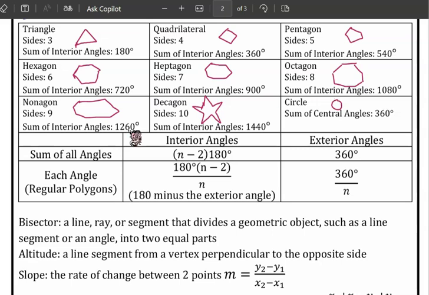Now here's some formulas. The sum of all the interior angles is n minus 2 times 180, where n represents the number of sides. And the exterior angles are going to add up to 360 degrees. For each angle of a regular polygon, you'd have 180 times the number of sides minus 2, divided by the number of sides. And the exterior angles would be 360 degrees divided by the number of sides.